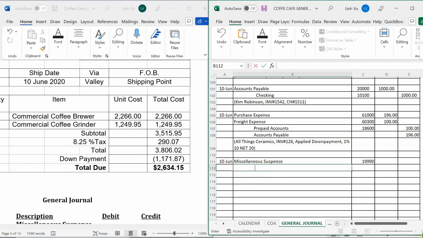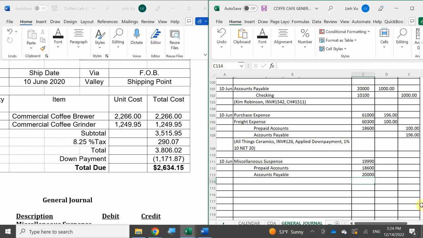So in this case, we are going to also apply our down payment, because that's exactly what it says right here in our bill, that a down payment has been applied. So therefore, that reduces your accounts payable. Okay? So, let's see. Prepaid accounts is $18,600. Accounts payable is $20,000. So you could choose to do so, right?